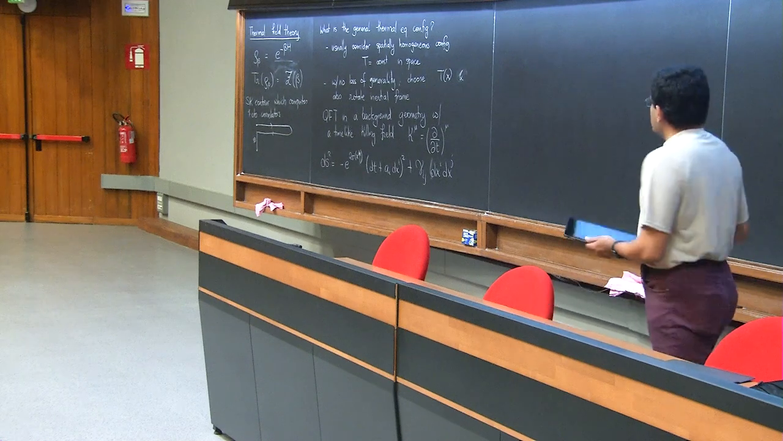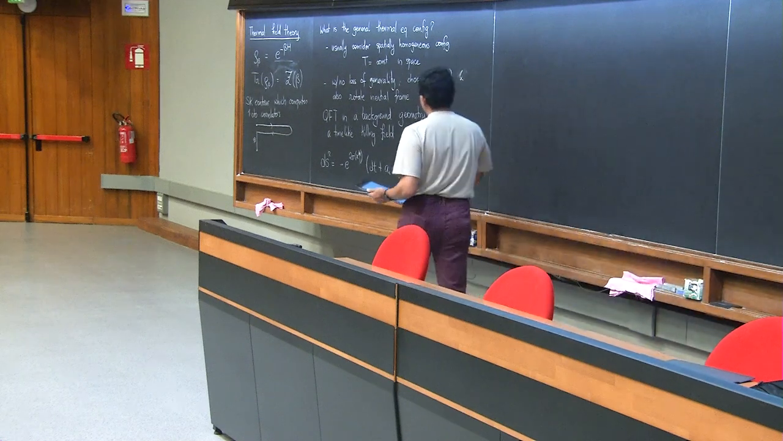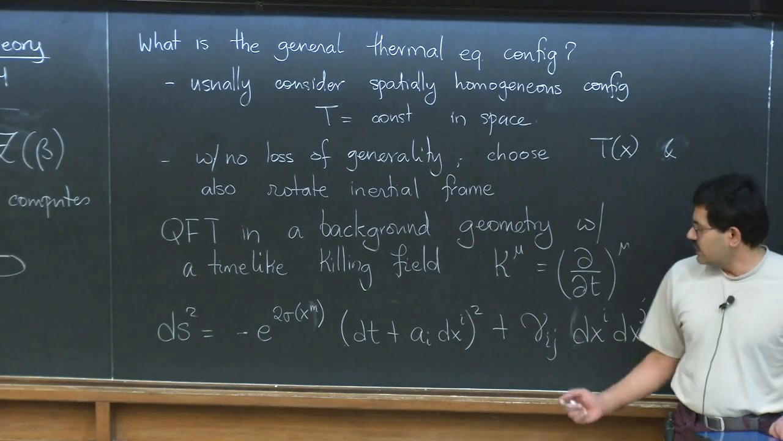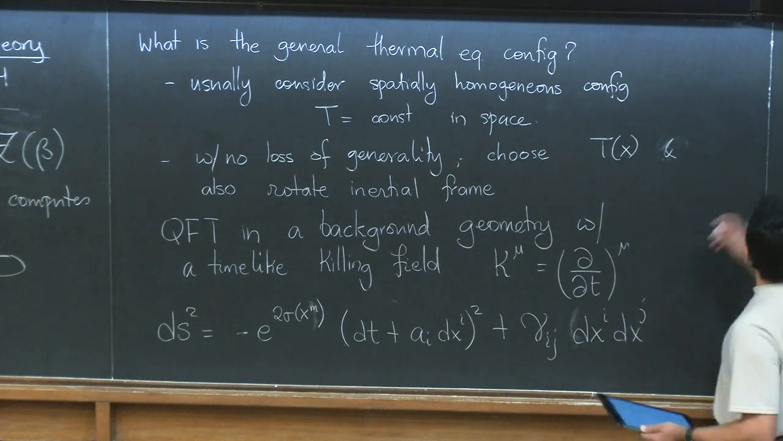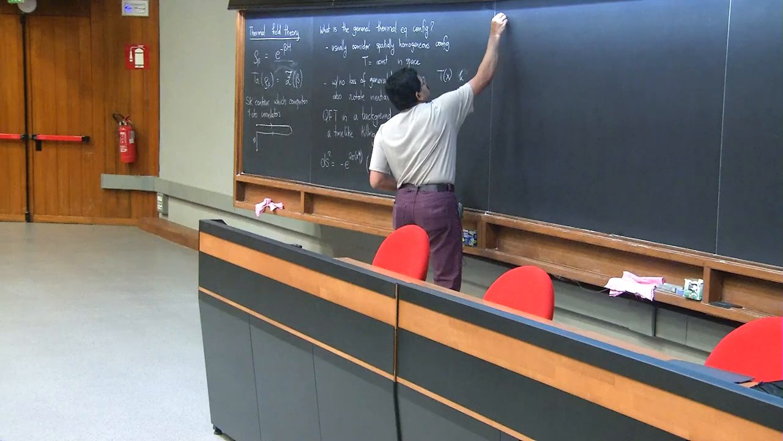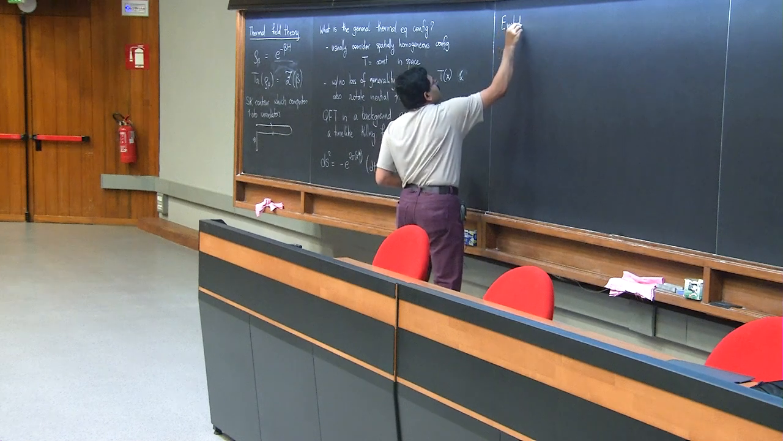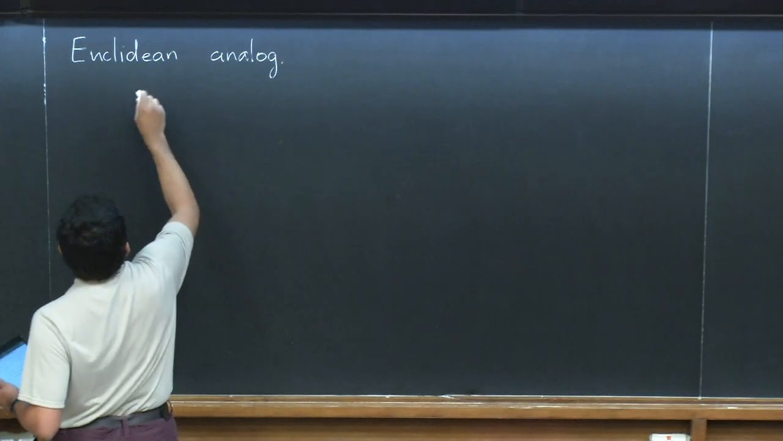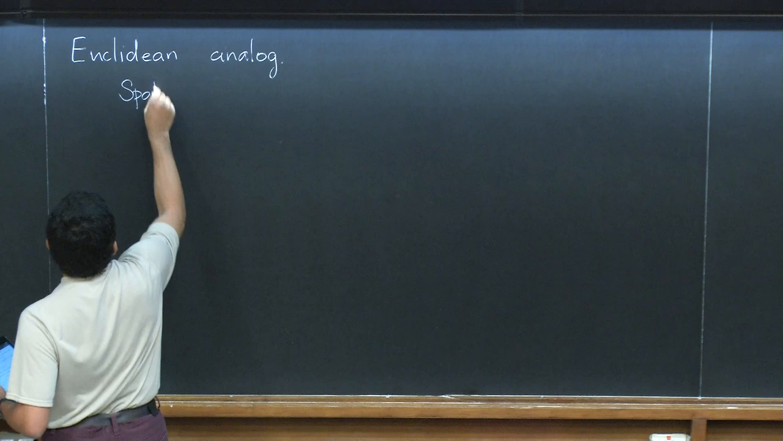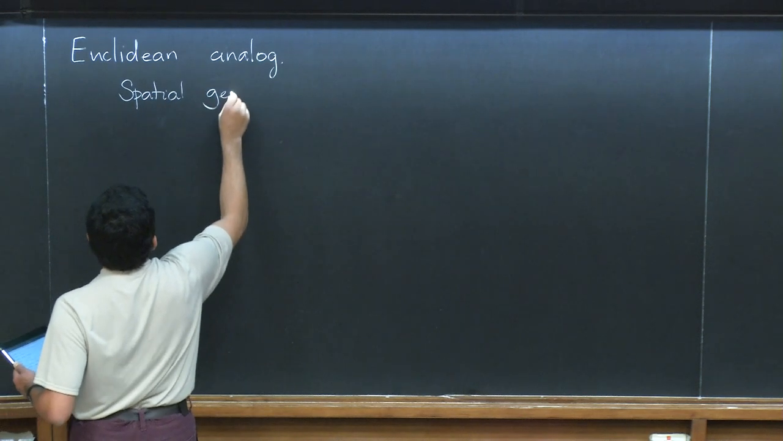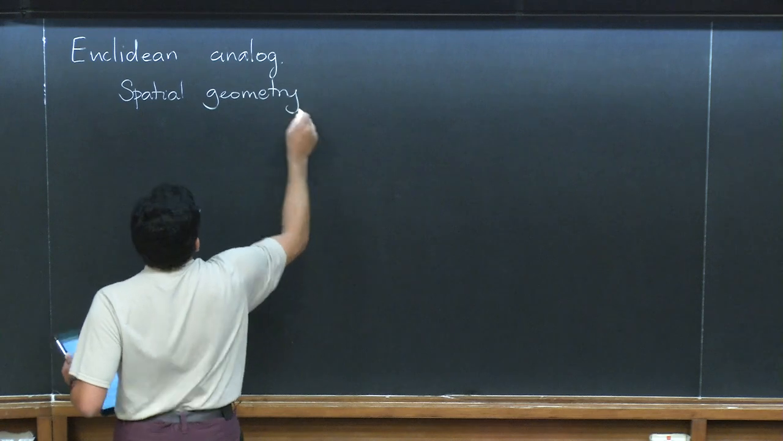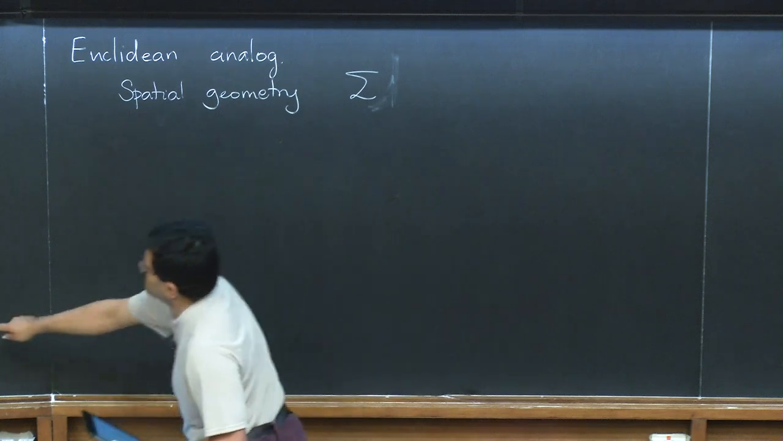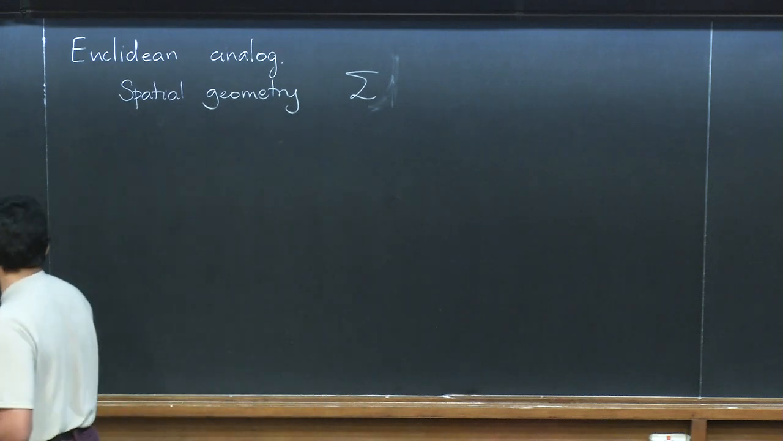Okay, the Euclidean geometry of this, because t is a Killing field, you can imagine looking at the spatial sections, so you can think of this as the Euclidean analog. Is you have spatial geometry sigma, which is the restriction of this manifold at constant time slice. So let's call this manifold M.